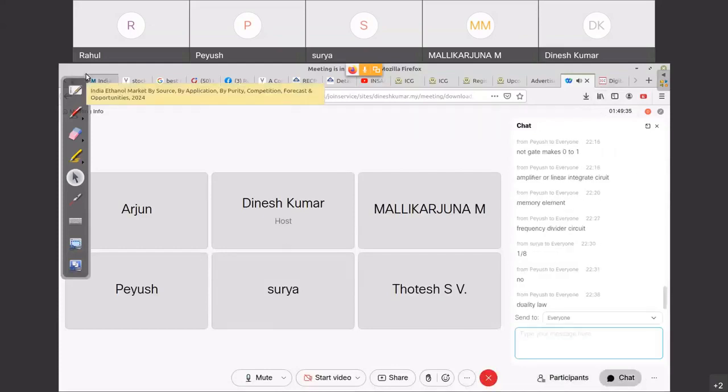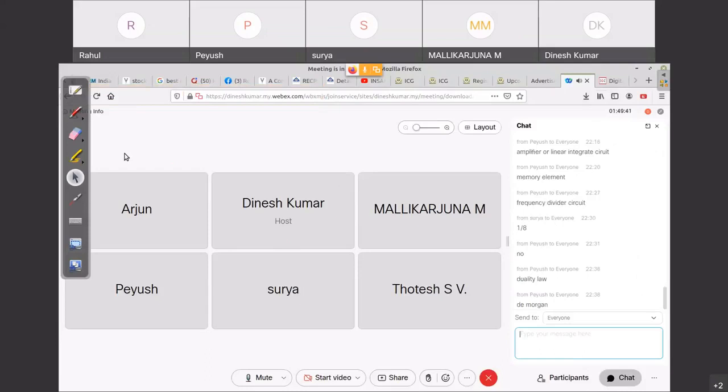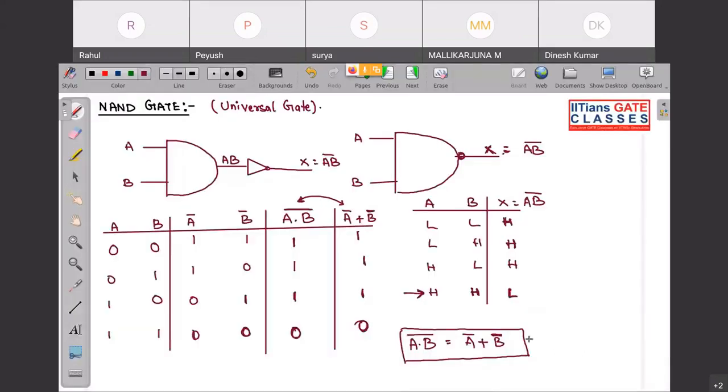No, it is not duality law. De Morgan, very good. So it is De Morgan rule. You can see A dot B complement is equal to A complement plus B complement.